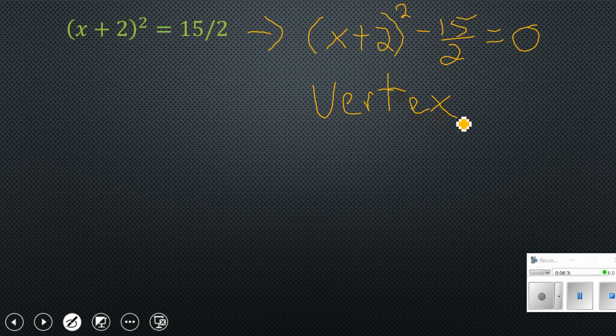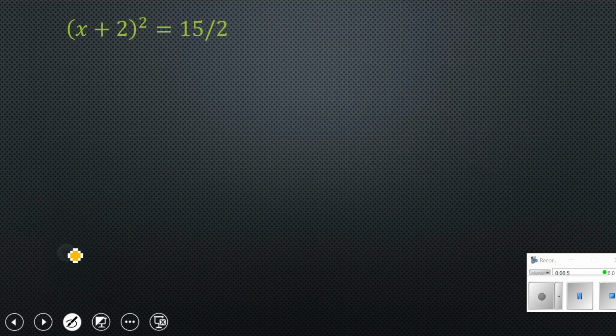Now, just on a note here, how do we identify the vertex? Remember, this is left 2 from the origin, and this is down 15/2. So this would be our vertex. And now we can just look at the equation and identify the vertex. Okay, but our main goal here is to solve. So what we're going to do is go ahead and finish that off.